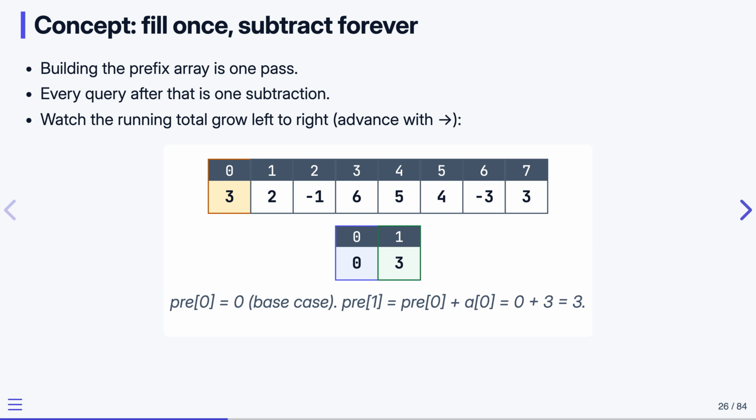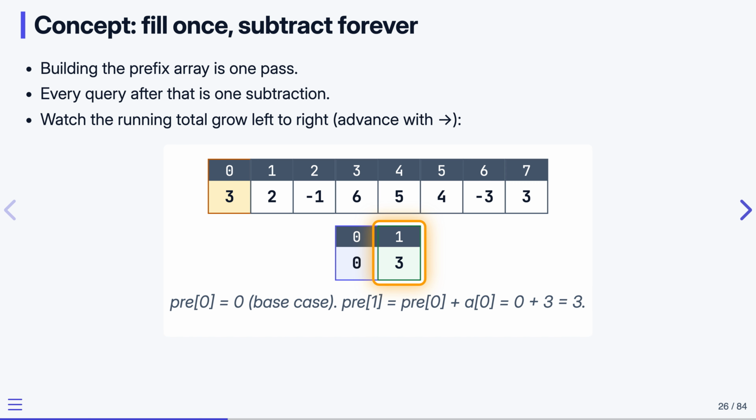Building the prefix array takes one pass. After that, every query is one subtraction. Let's watch the running total grow, left to right. We start with pre[0] equal to 0. That is the empty prefix, the sum of nothing.